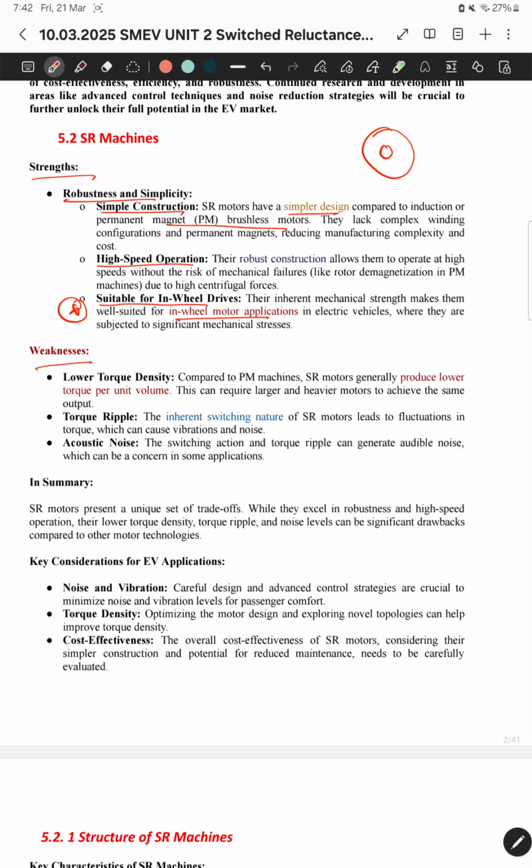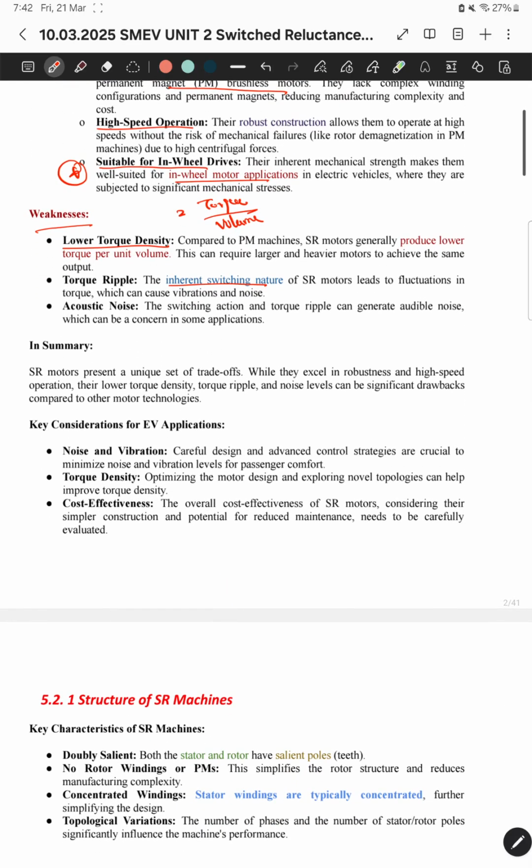And coming to the drawbacks here, as we discussed, there is lower torque density. Torque density is nothing but torque per unit volume, so the amount of power or torque generated will be decided by this torque density. Here the torque density is less. With the same weight, other machines are able to generate more power. And we already discussed that the torque ripple is more and the noise is also more. So it has certain advantages as well as certain drawbacks.